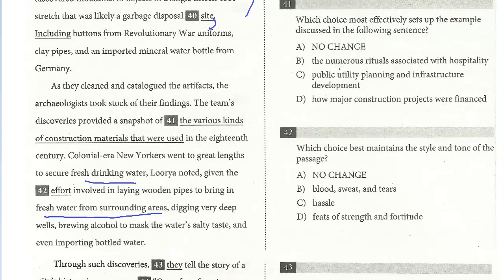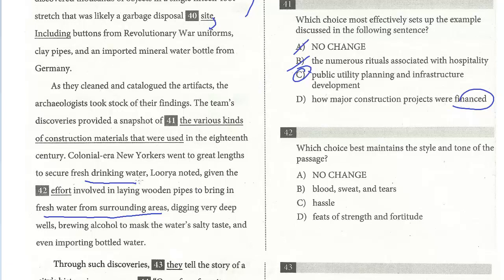The numerous rituals associated with hospitality, again, this is not accurate. Public utility planning and infrastructure development. So what is the consumption of fresh drinking water? That is a public utility. This is definitely the choice, nothing about how they were financed. And this is another evidence-based question, so the answer there is C.